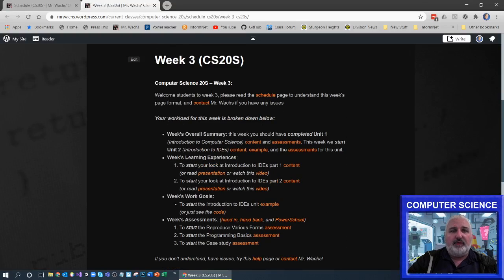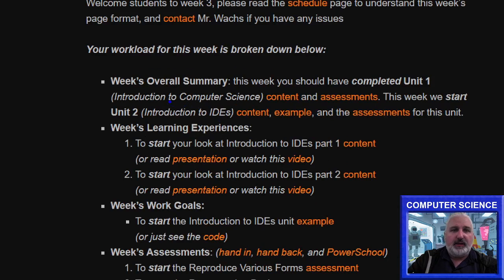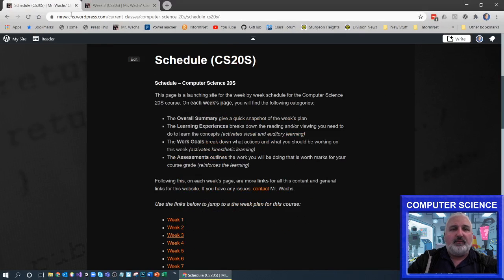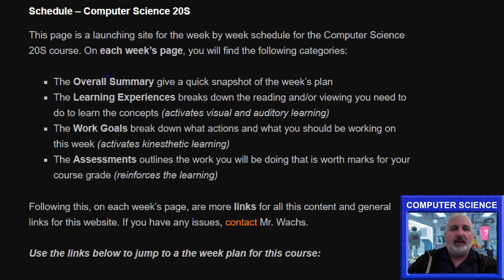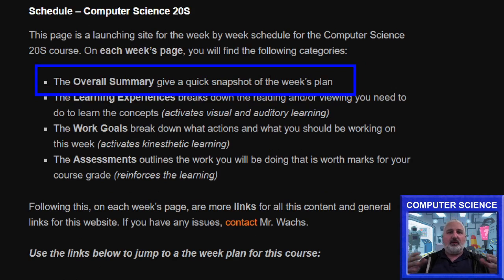So if you look here, for example, at a week 3 page, one of the things you will see in each week is the overall summary of the week. What I mean by the overall summary is that it's a quick snapshot of what that week is. So the overall summary is just something you can read in sort of one or two sentences and get a gist of what's going on that week.